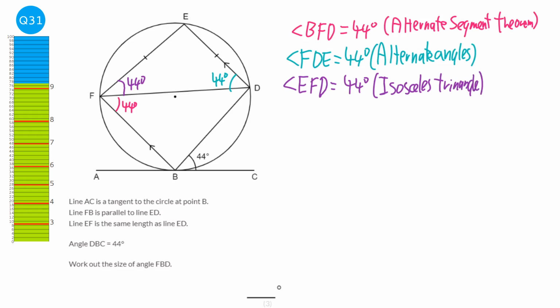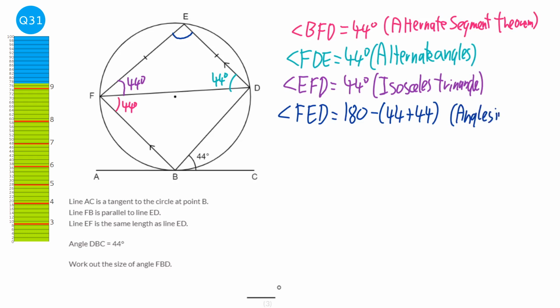Okay, next thing we're going to work out is this one here, and it's just angles in a triangle. So angle FED is going to be 180, take away the 44 plus the 44, and the reason is angles in a triangle add up to 180 degrees. And so 180 take away the 44 plus the 44 is 92 degrees.